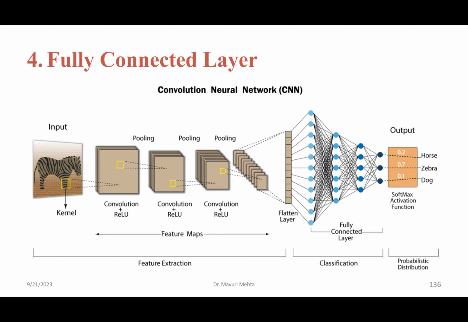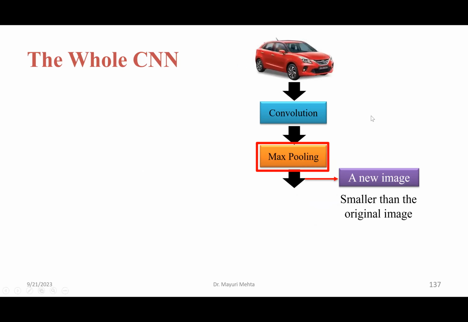So we have discussed the 4 layers of a convolutional neural network. Now, how does the full CNN look? As I discussed, there may be multiple convolution and pooling layers depending on the CNN architecture. One convolution and one max pooling give you a new image whose size is reduced compared to the input you gave. The dimension of that image is reduced, so it is smaller than the original image.